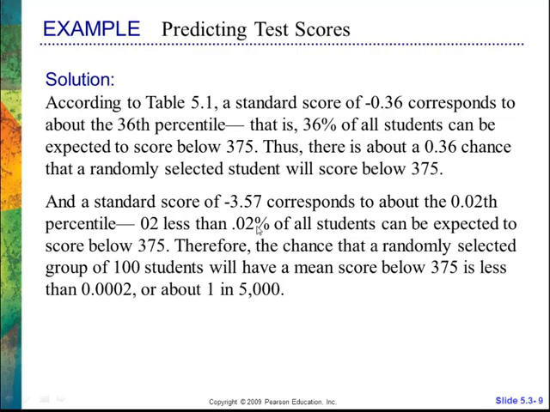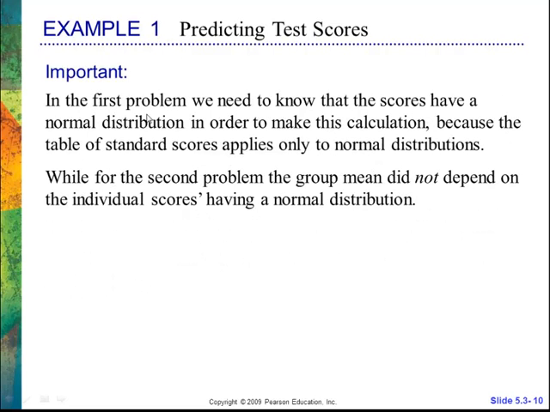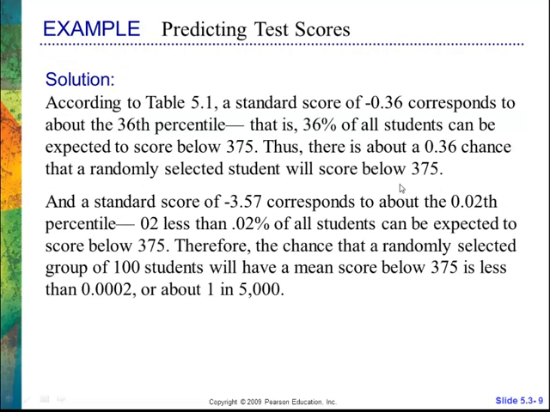Now, one thing we need to know: in the first problem, we needed to know that this was normally distributed, because if it's not normally distributed we couldn't use the z-score. But for the second problem, that doesn't matter because we're looking at means, and the means become normally distributed as we get larger and larger groups. So that one doesn't have to be normally distributed; they don't have to tell us that. We don't care. But if it's a single person, we need to know that it's normally distributed in order for this to work.